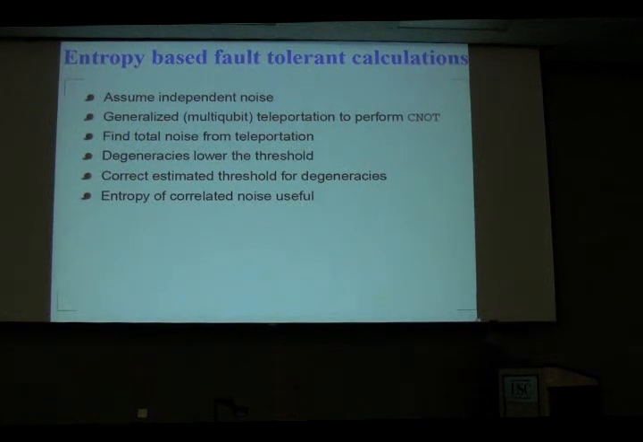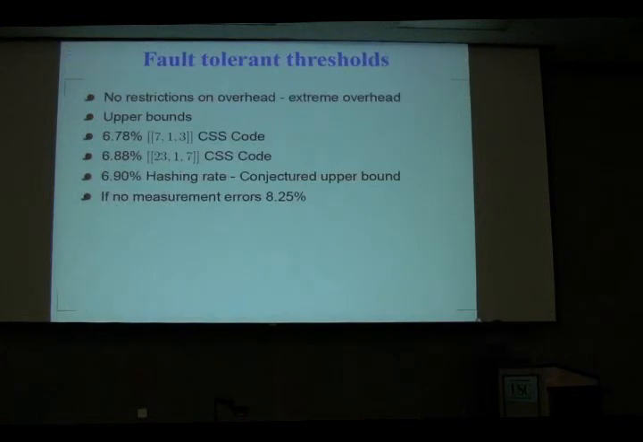So basically what you're doing is you can look at the total entropy of the noise. It doesn't have to be independent. I can do the entropy for correlated noise too. So this is useful for trying to determine the thresholds. Here are the bounds I get. Again, let me reiterate, you can't get anywhere near these thresholds. These are assuming googolplexes of universes.